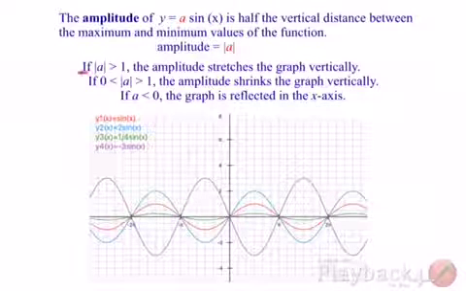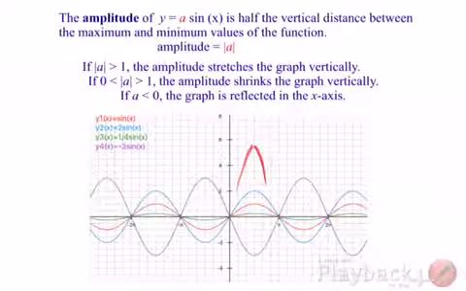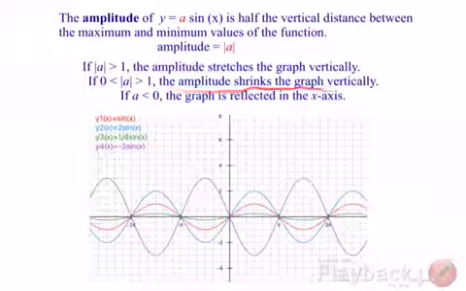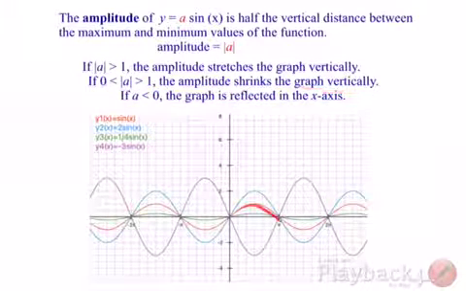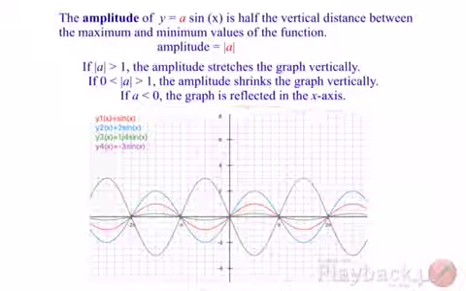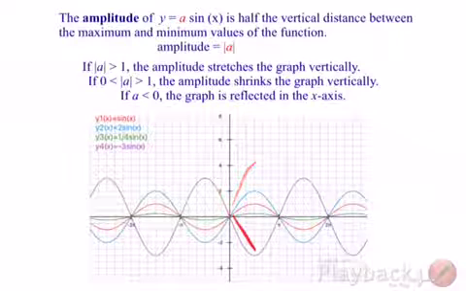So if a is greater than 1, if the amplitude is greater than 1, then the graph is going to stretch vertically, so it's going to get steeper. If a is less than 1 and greater than 0, then it shrinks the graph vertically, so it's going to get smaller. And if a is less than 0, then it's reflected in the x-axis, so your sine graph would normally go up, but it starts now to go down.